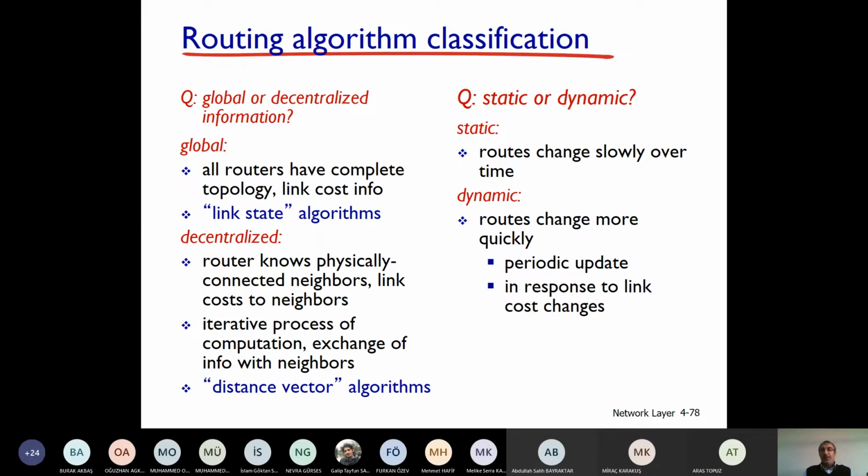We can classify these routing algorithms in terms of static or dynamic. In the static case, routes change slowly over time. In the dynamic case, as the name implies, routes change more quickly, with a periodic update or in response to the link cost change. If any link cost value is changed, then the routes change more quickly in the case of dynamic routing algorithms.